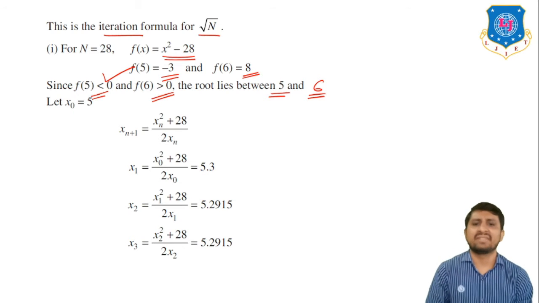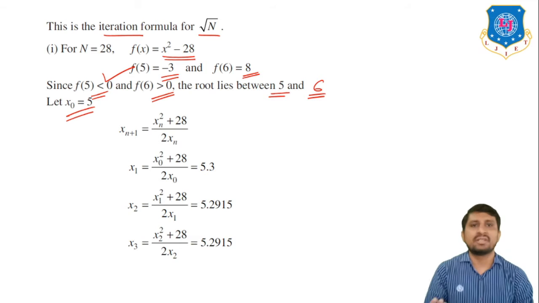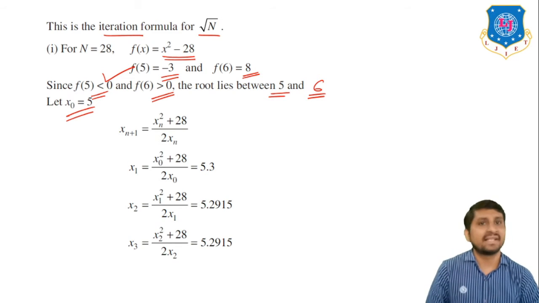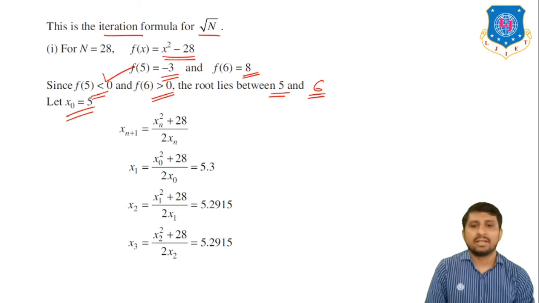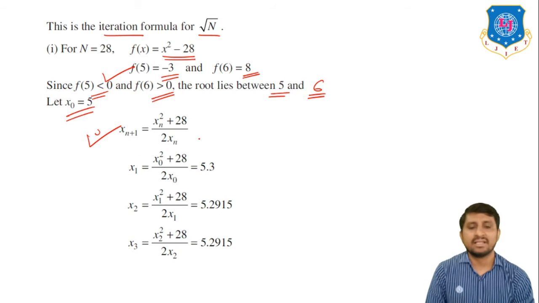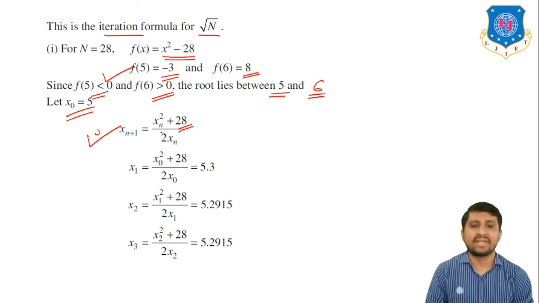So let's start with x0 equal to 5. You can also start with x0 equal to 6, or with the average of 5 and 6, that is 5.5. Okay, so x0 is equal to 5. Now this is the formula we derived: x(n+1) equals xn square plus n upon 2xn. So xn square plus 28, n means 28 because we find the square root of 28, upon 2xn.